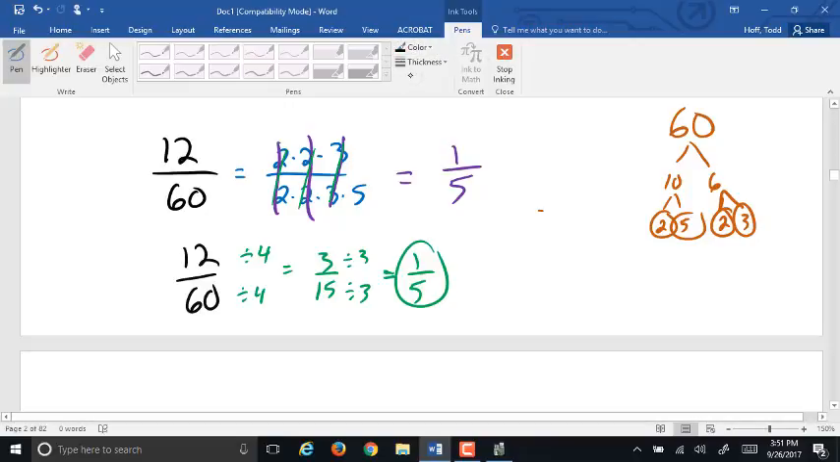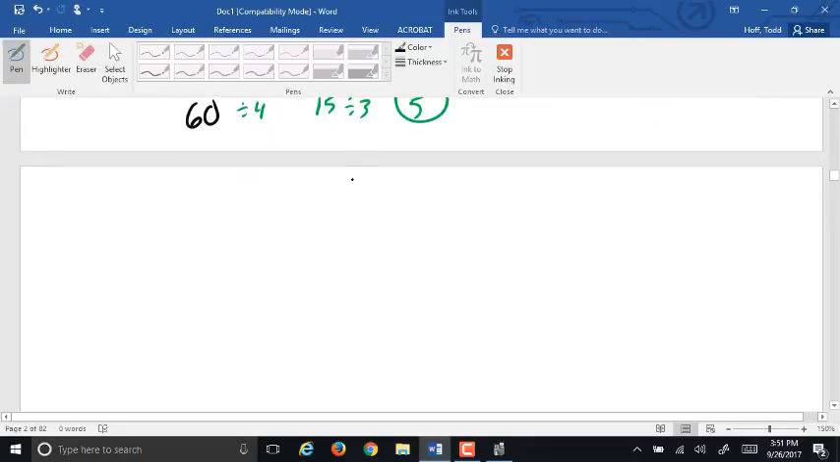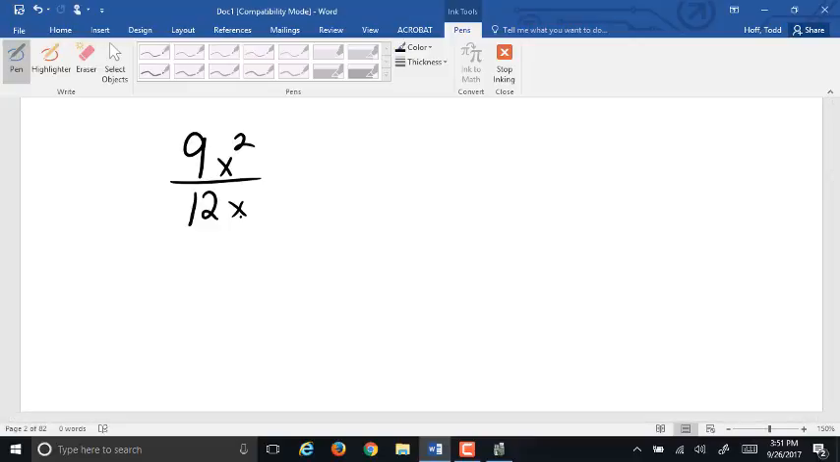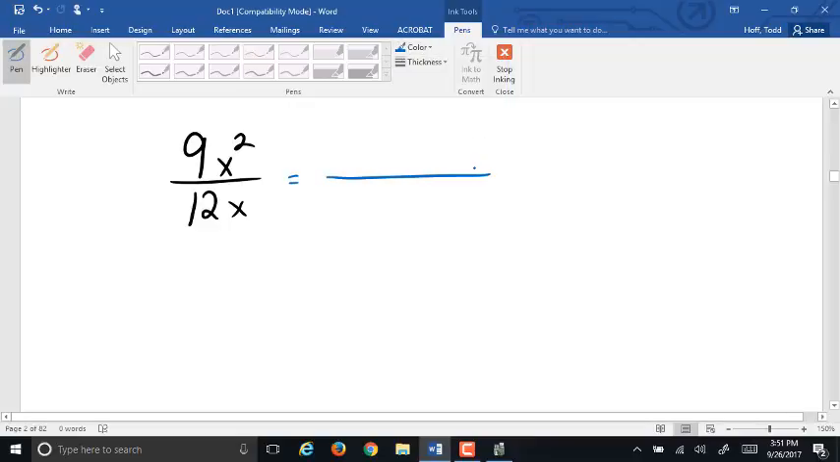Now, you guys have done a pretty good job of reducing these fractions without factoring. Why am I talking about factoring for reducing fractions? Well, we might run into something like this. 9x squared over 12x. And if I want to reduce that, we can just factor it. 9x squared, well, 9 is 3 times 3. X squared is x times x.